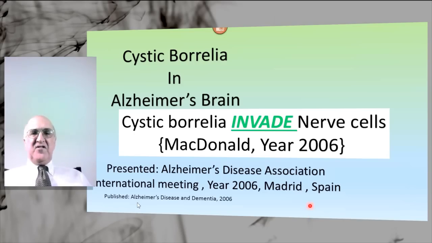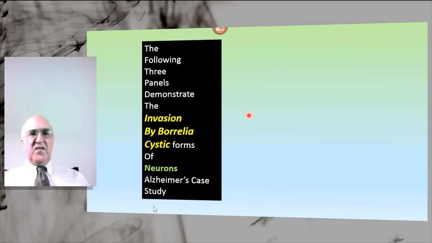Cystic Borrelia in Alzheimer brains invade nerve cells. I presented this work at the Alzheimer's Disease Association International Meeting in 2006 in Madrid, Spain, and published it in Alzheimer's Disease and Dementia, 2006: Cystic Borrelia invading nerve cells in Alzheimer brain tissue. The following panels I'm going to use to demonstrate invasion of neurons by cystic forms of Borrelia in Alzheimer's disease. This study is unpublished, but it is a study which I completed in the year 2006.